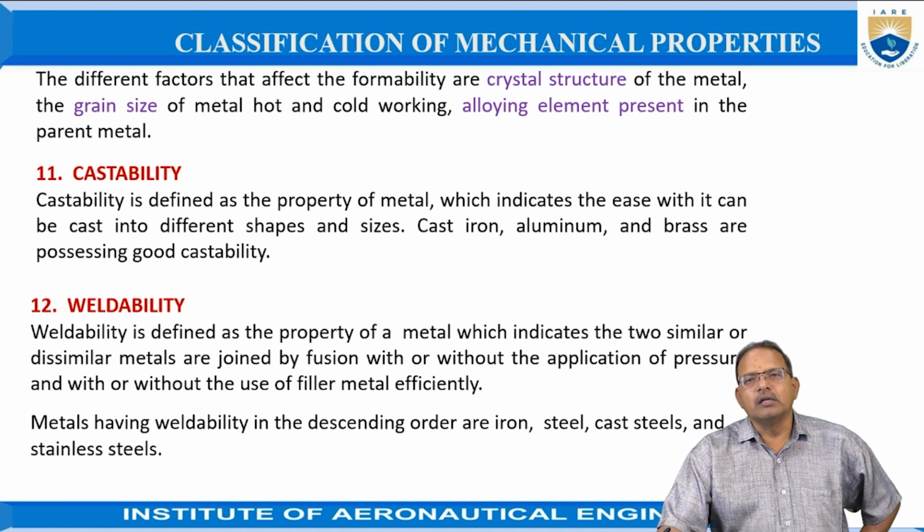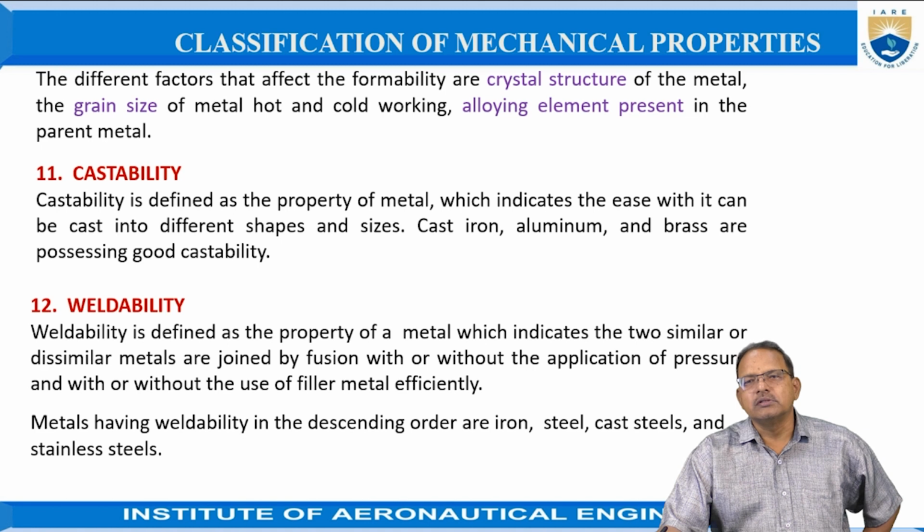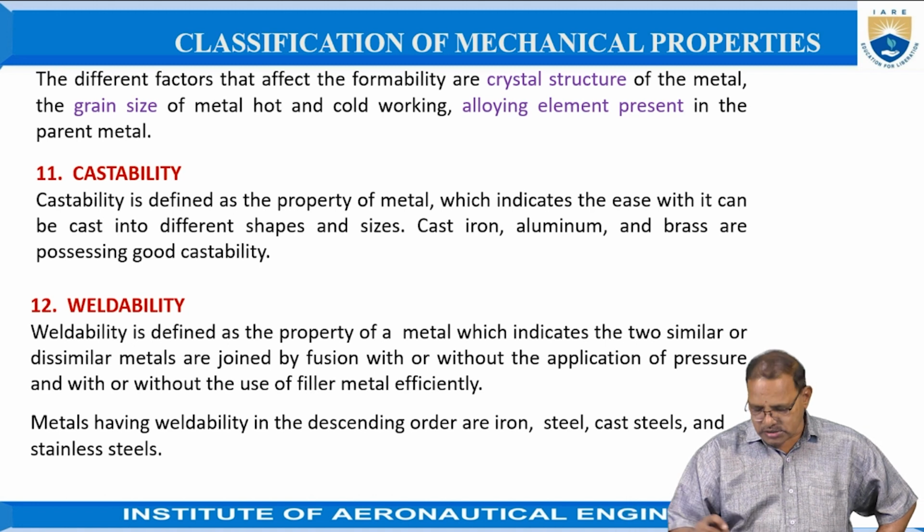So if the metal has a good property of weldability, by the application of heat, with or without pressure, and with or without filler metal, we can get the desired shape of the product, which is stronger and can withstand the forces acting on it, whether at rest or in motion. The metals having weldability in descending order are iron, steel, cast steels, and stainless steels.